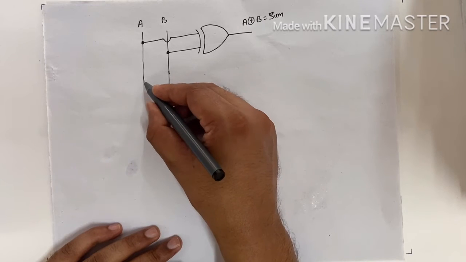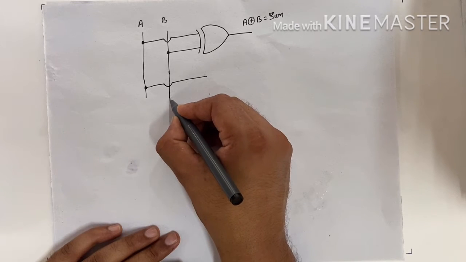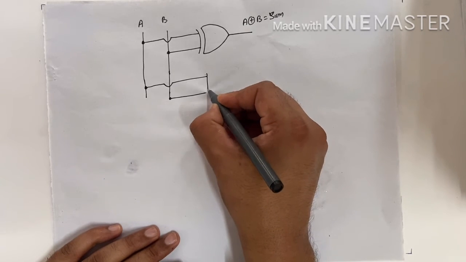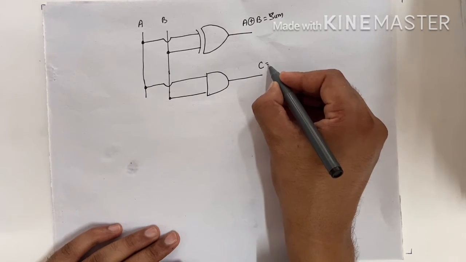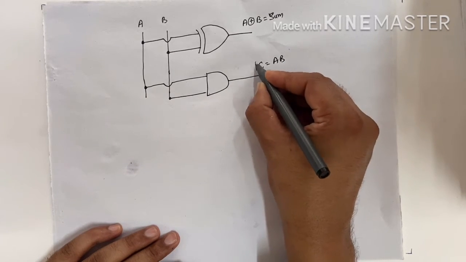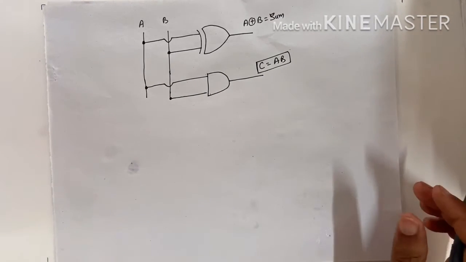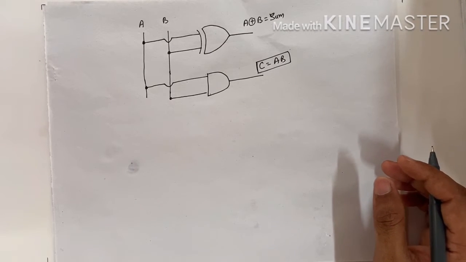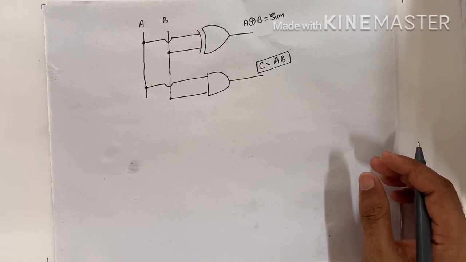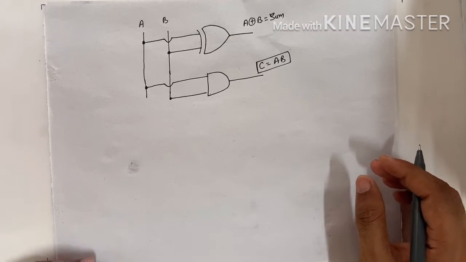Then this is the A input and this is the B input. We have to apply the AND operator for carry. So carry C equals AB. So this is the logical combinational circuit for the half adder. In this way we can design a half adder. You have to remember, for sum you have to XOR the input variables and for carry you have to take an AND operation. This is clear to you.